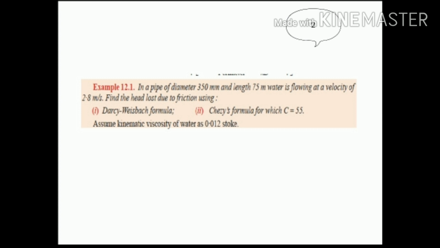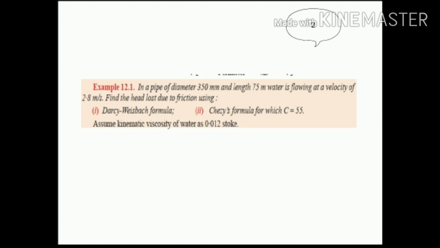Now this is the formula, and the coefficient of friction is a function of Reynolds number. If it is a laminar flow, the formula is 16 upon Re, and if it is turbulent flow, then 0.079 upon Re raised to 0.25, that is 1 by 4. This is the formula if the flow is turbulent.